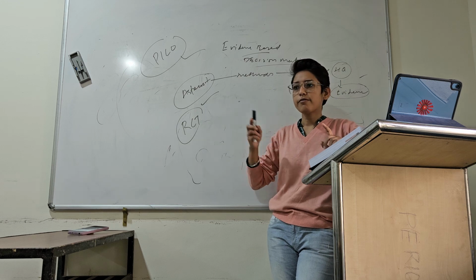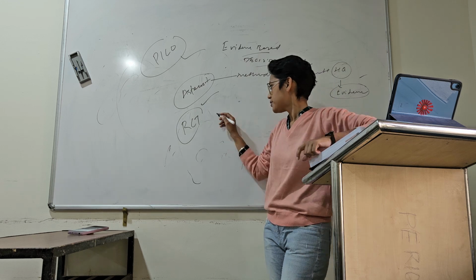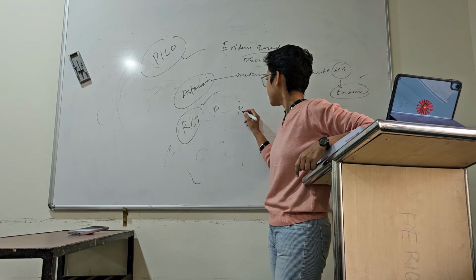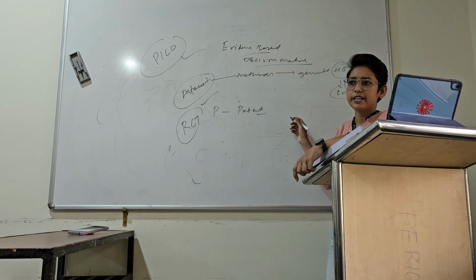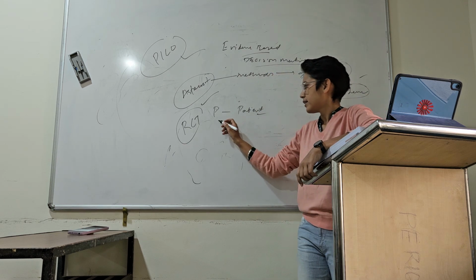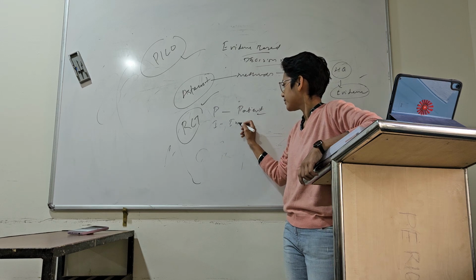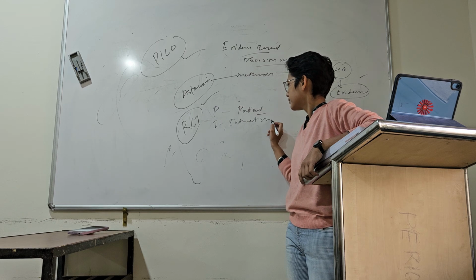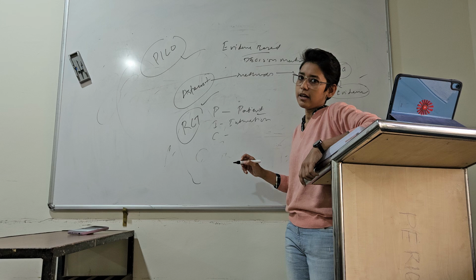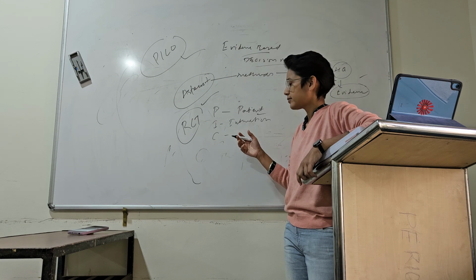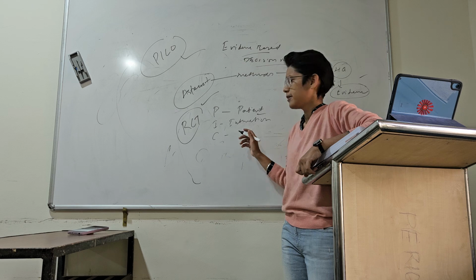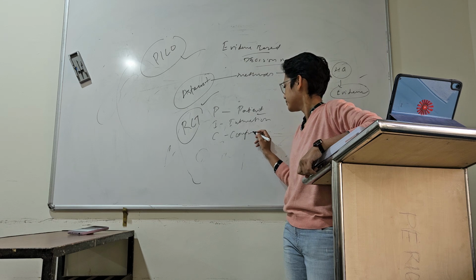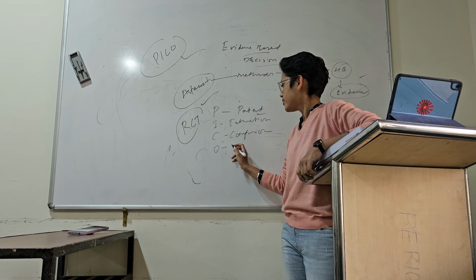So for this, what will be the PICO criteria? What is PICO? P is patient or population. You identify the demography, you identify the patient. Then I is the intervention, or exposure. C is comparison, or sometimes it's not there also. You don't have to always compare, but yeah, comparison. And O is your outcome.